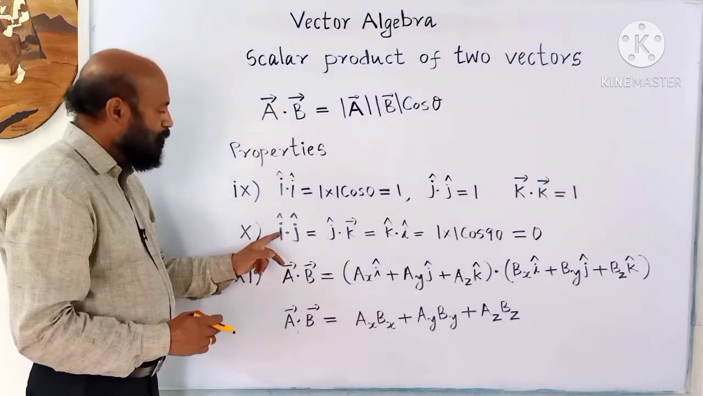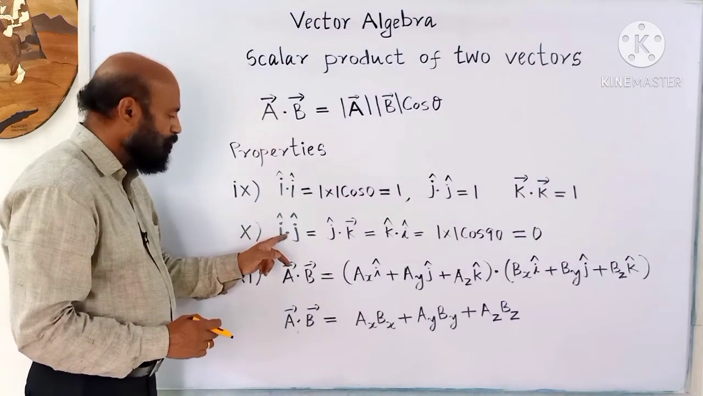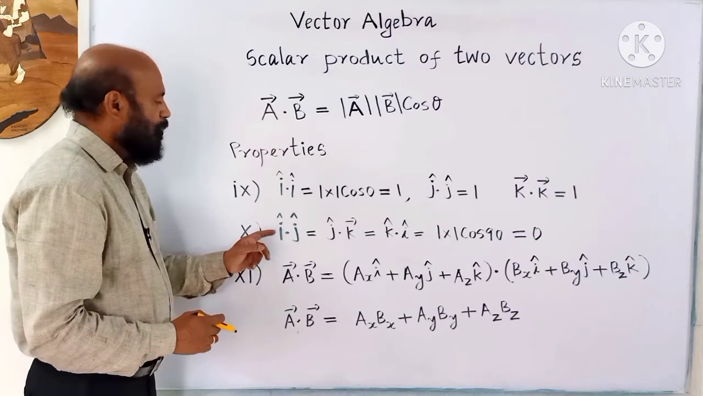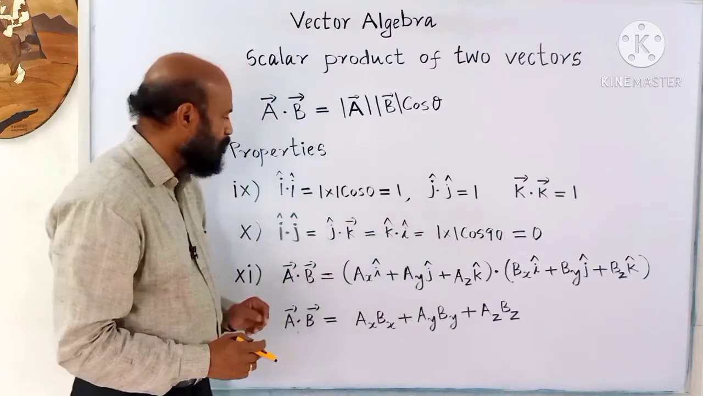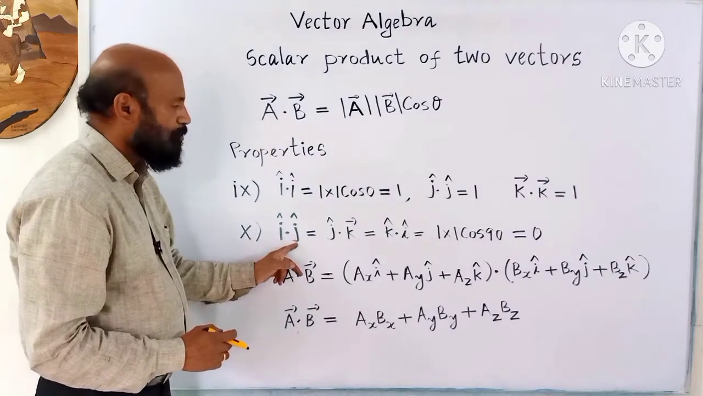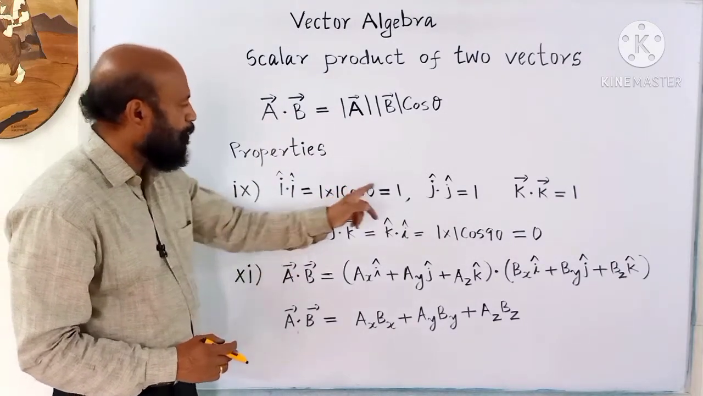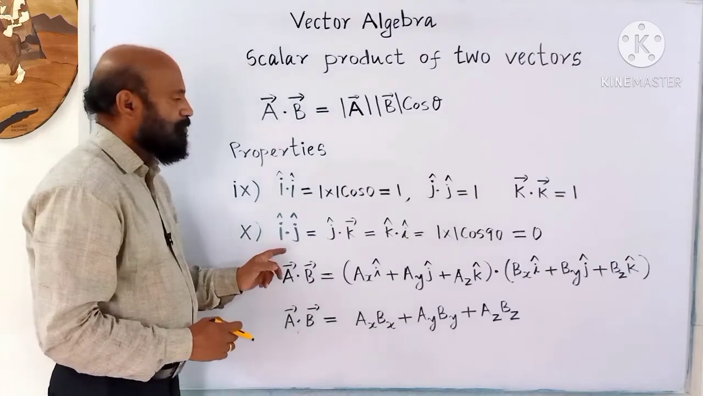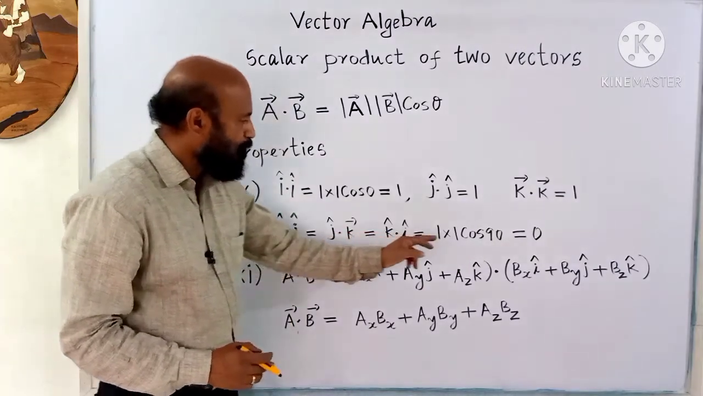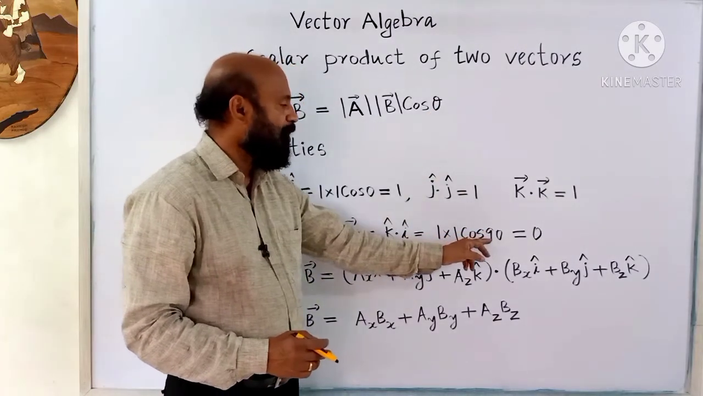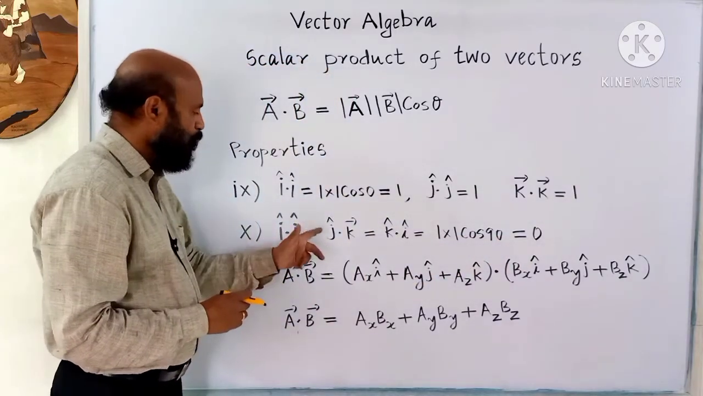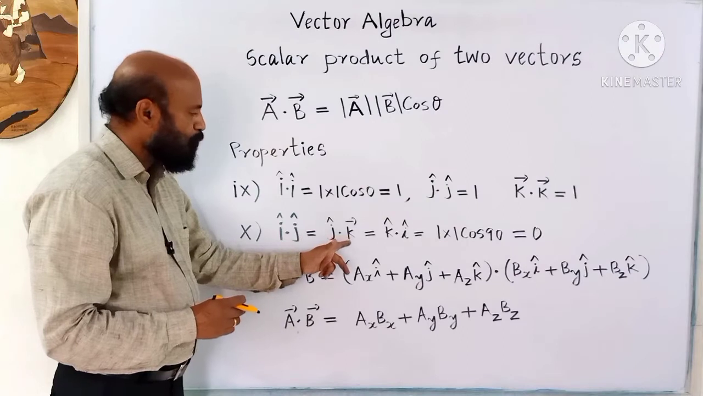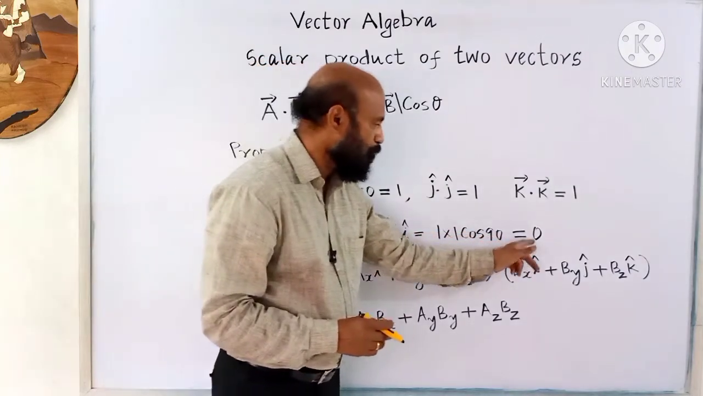Now i cap dot j cap. Since it's a unit vector, its magnitude is 1. Magnitude of j cap is also 1. Then angle between them is 90 degree. Cos 90 is 0. So i dot j is 0. Similarly, j dot k is also 0. k dot i is also 0.